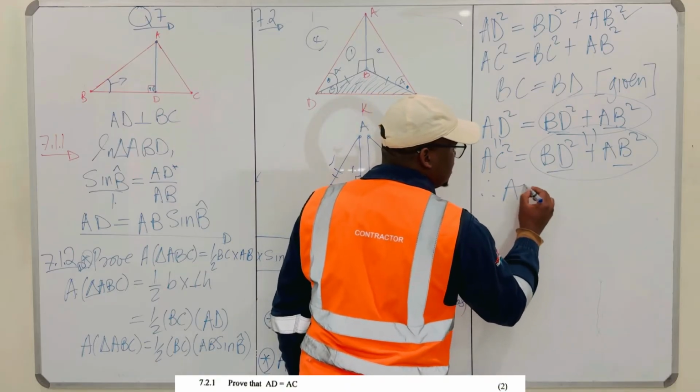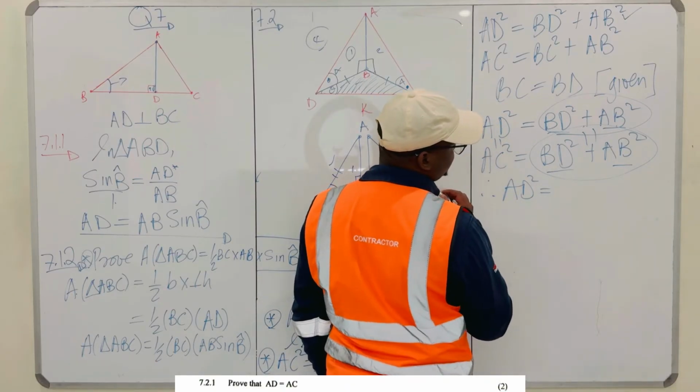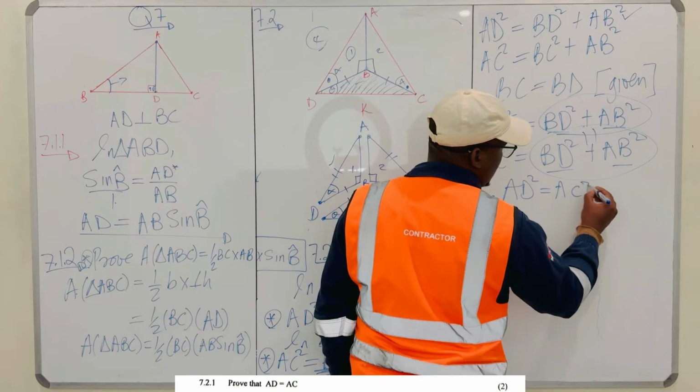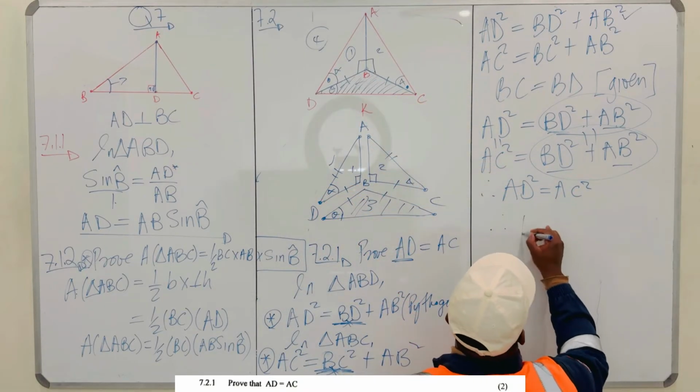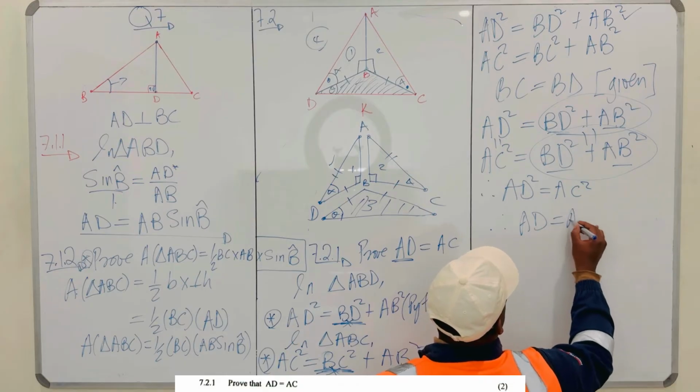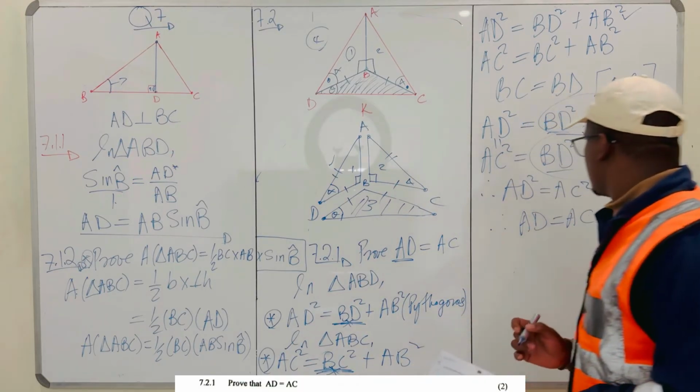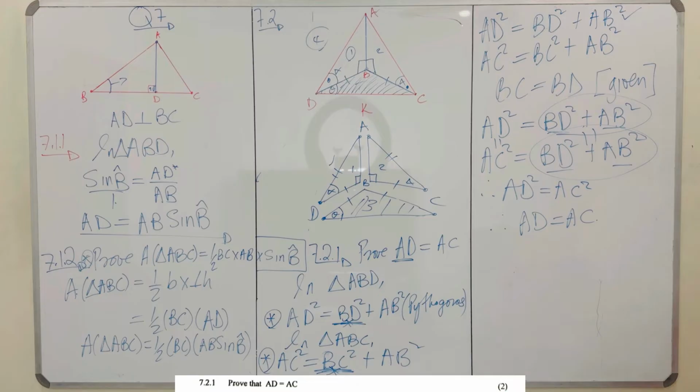Therefore, your AD squared is equal to your AC squared. Therefore, your AD is equal to your AC, which is what we wanted to prove. And we're done here. We're done with this question.